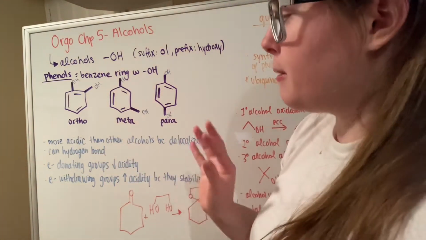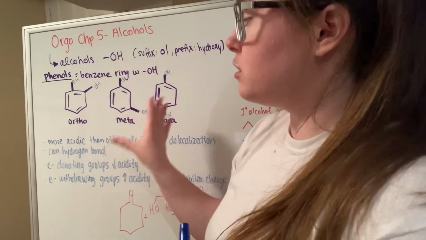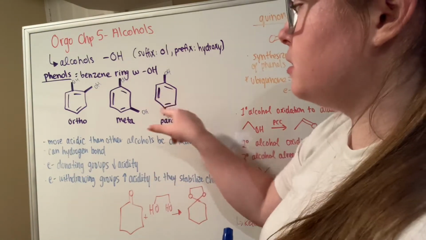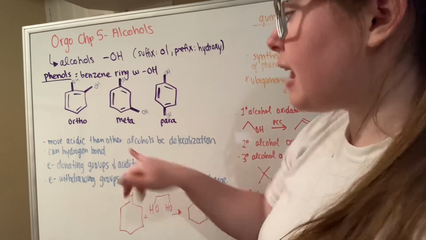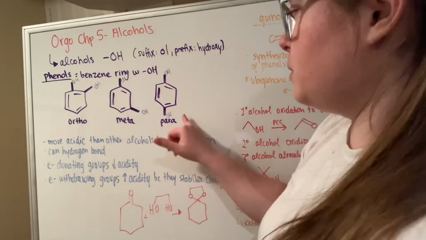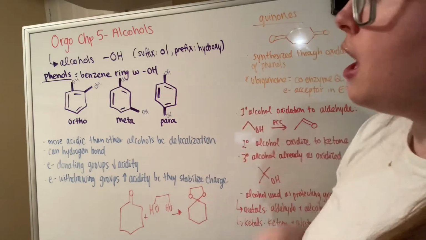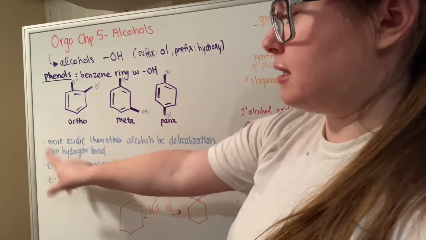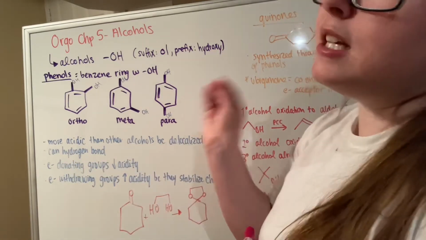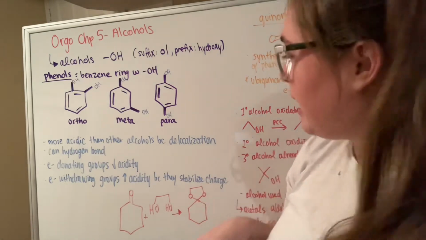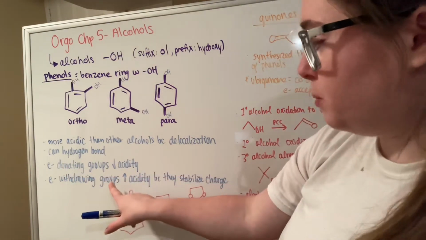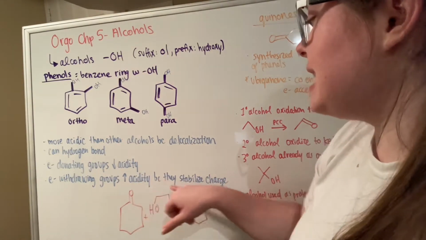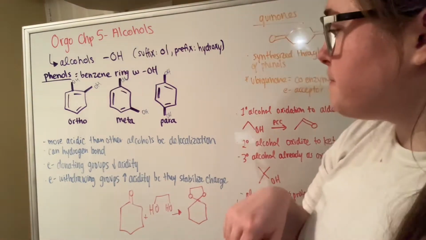And a couple of other important things. Phenols are more acidic than other alcohols because of the delocalization that they're able to have because of this ring. And they also can hydrogen bond, which we know is important. Because of those H's, they're able to hydrogen bond. Now, electron donating groups decrease acidity, while electron withdrawing groups increase acidity. And they would increase the acidity because they can stabilize the charge.